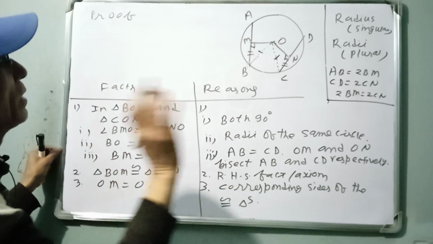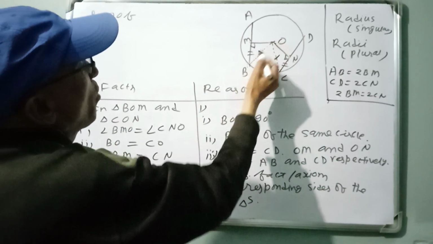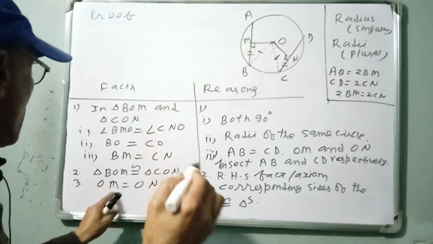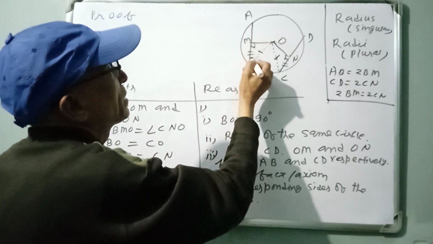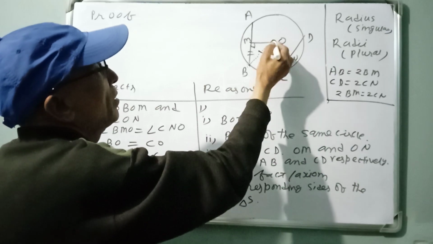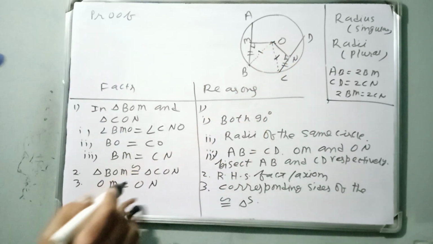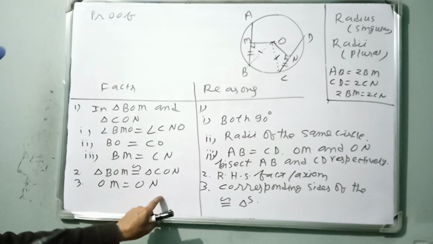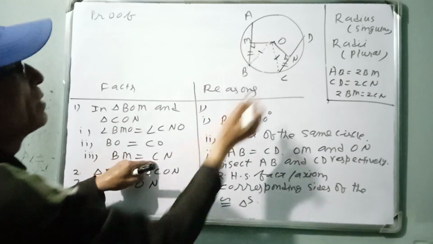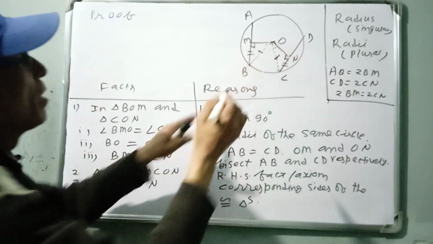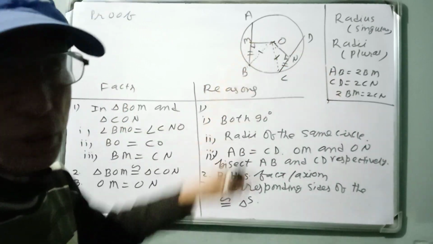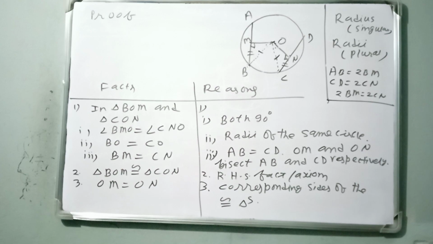Okay. One more thing. Can you write angle OBM equals angle OCN? Yes. OM is opposite angle MBO, and ON is opposite angle OCN. Two sides are equal and their opposite angles are equal. BM equals CN, BM opposite this angle, CN opposite this angle. That means angle BOM equals angle CON. Corresponding angles are equal, corresponding sides are also equal.